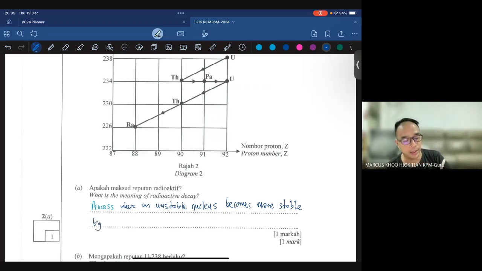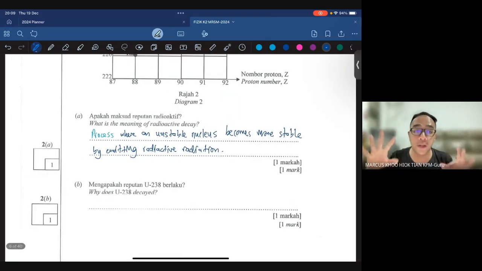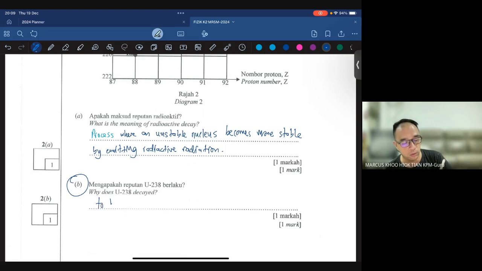By emitting radioactive radiation. So the keyword for this is that in radioactive decay, it goes from unstable to more stable. That is the purpose. So actually the answer for B is kind of the same thing also. It wants to become more stable, to become more stable.